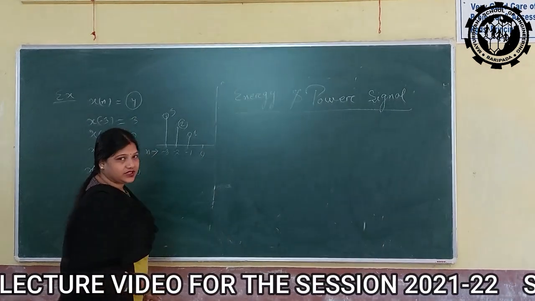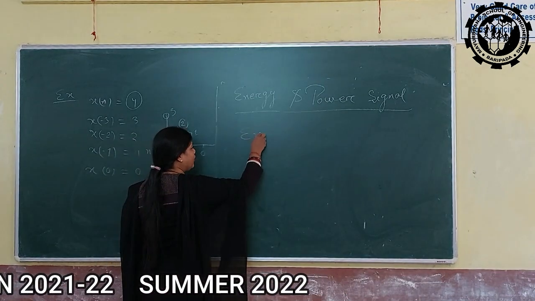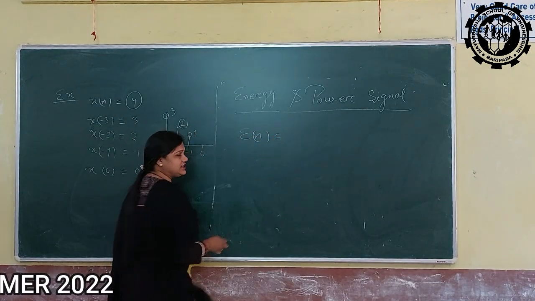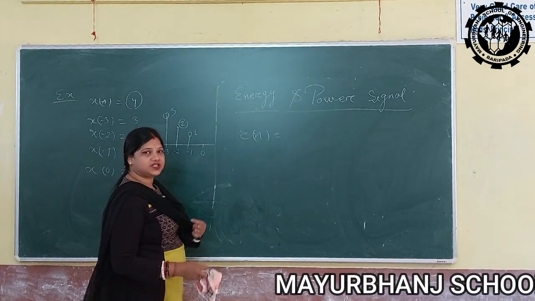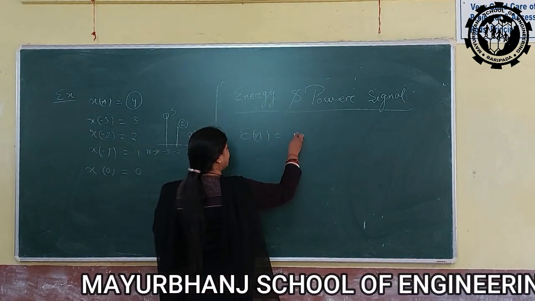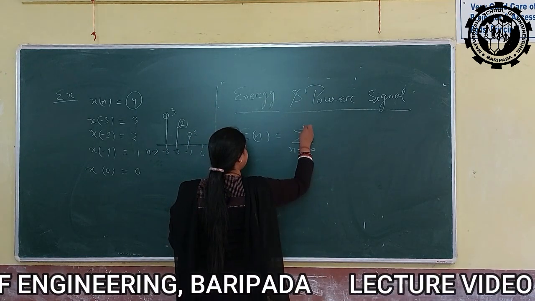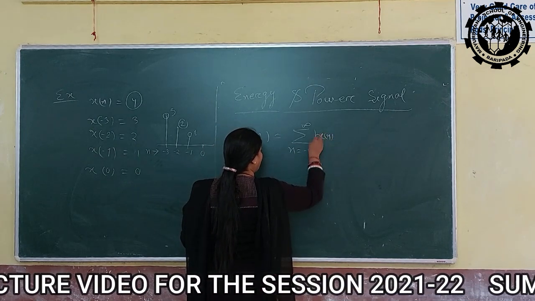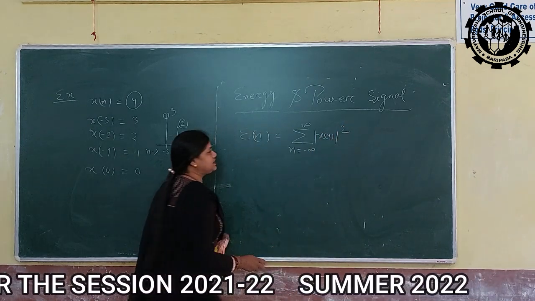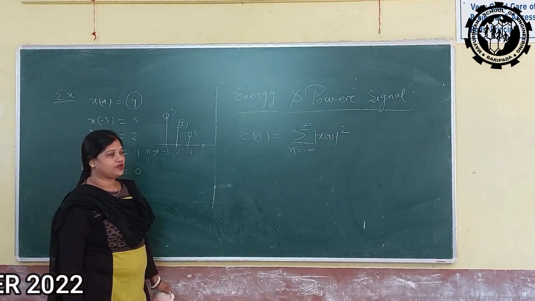Energy and power signal. The energy signal is defined as E of n, and we can find the energy of the signal by the formula summation of n equal to -∞ to ∞ of |x of n| squared. That is the formula to find the energy of the signal.